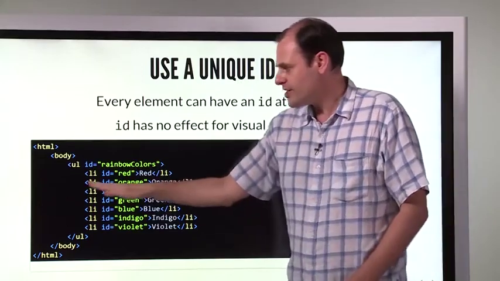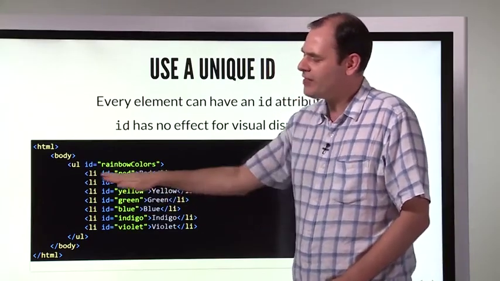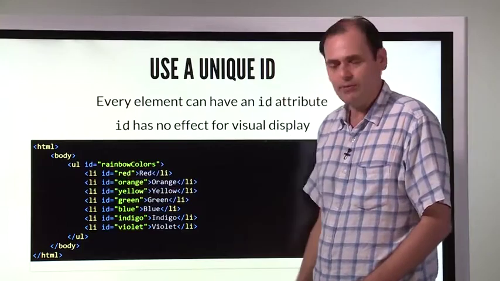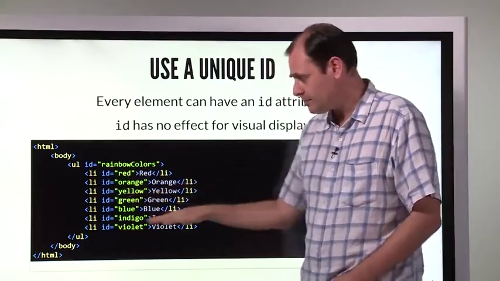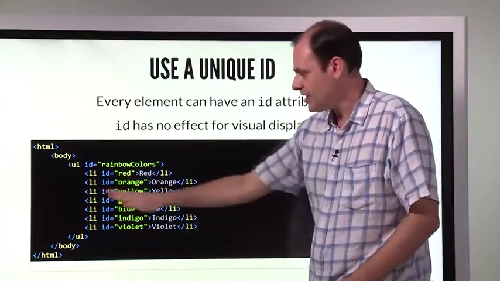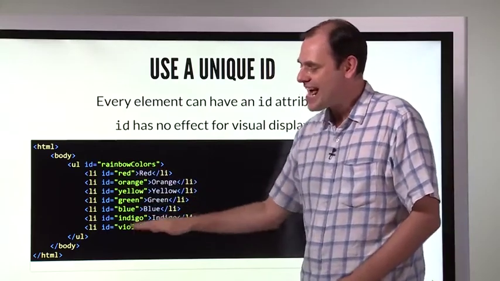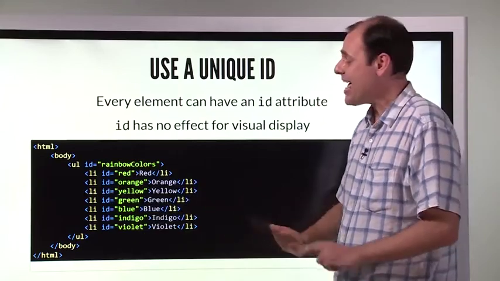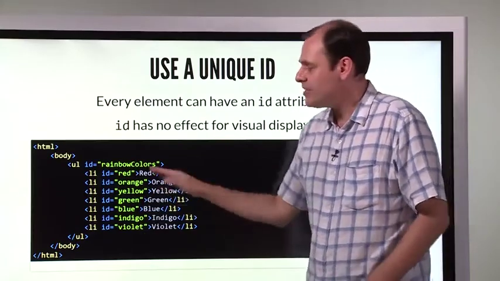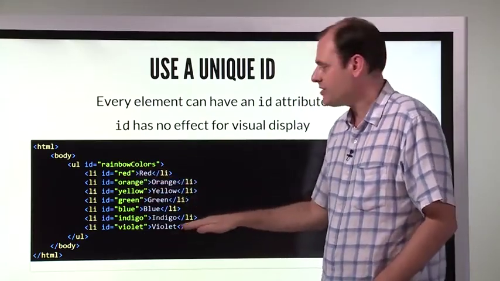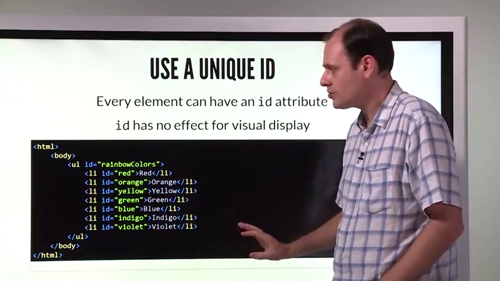Okay, so if I said, all right, I got a list item, I'm going to give it a particular name. The name is red. Another list item, the name is orange. Next list item, yellow, and so on. So I could give any element, doesn't have to be list, any element in a web page can be given an ID, okay?